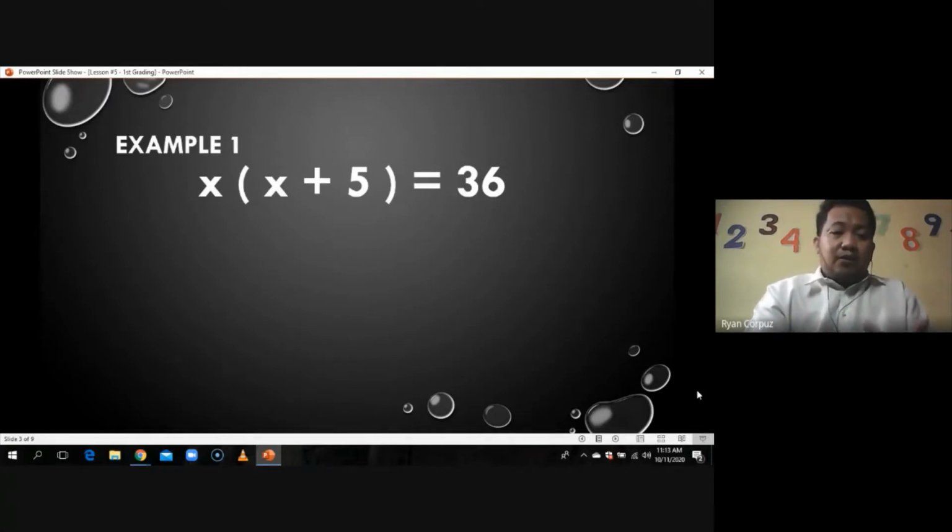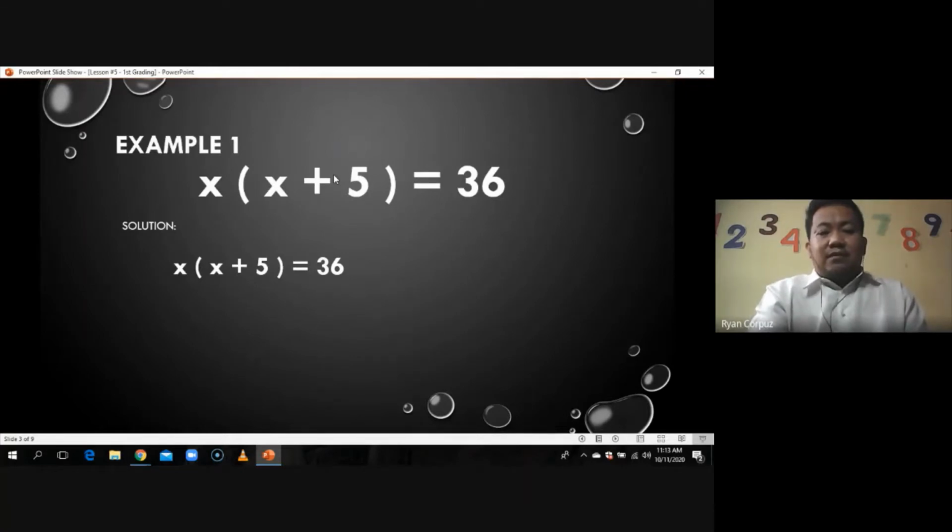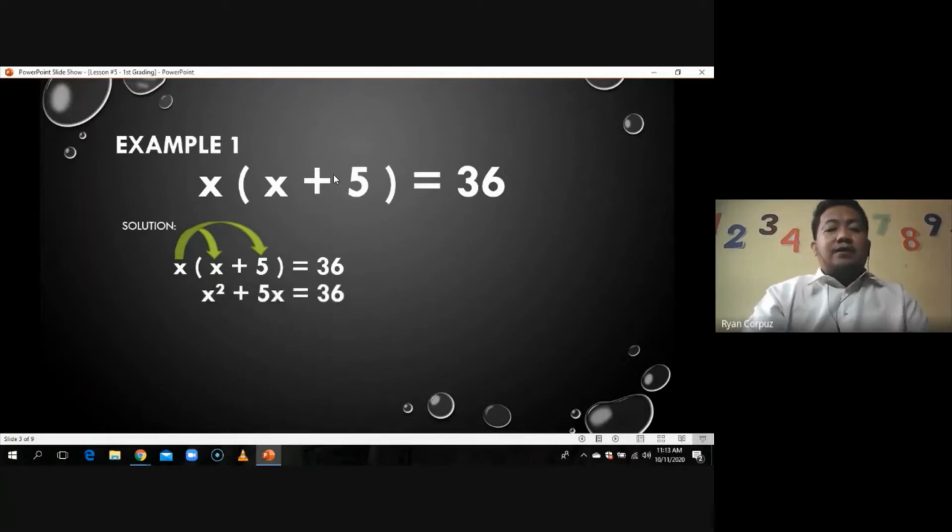So paano yun? In the case of example number one, the mathematical concept that we need here is the concept of distributive property. You have to multiply that x on both terms of the binomial. So ang solution natin, una, that x times the quantity x plus 5 is equal to 36, the first thing we're going to do is to apply distributive property. That's the concept that we are going to use. So we have x times x and x times 5, and we'll have x squared plus 5x is equal to 36.